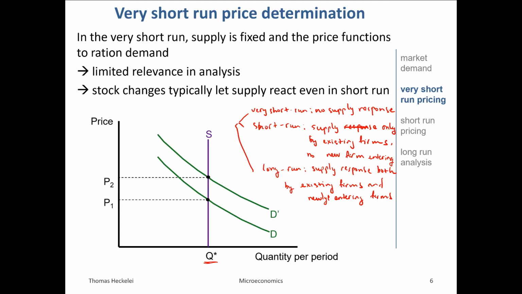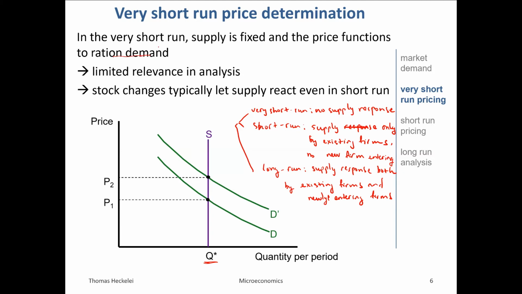Now let's go to the first one, the very short run price determination. It was actually pretty simple because, like I said, supply is always fixed at a certain quantity, doesn't matter how much the price is. So it's a vertical line. Therefore, in this case, supply just plays the role of rationing the demand, nothing else.